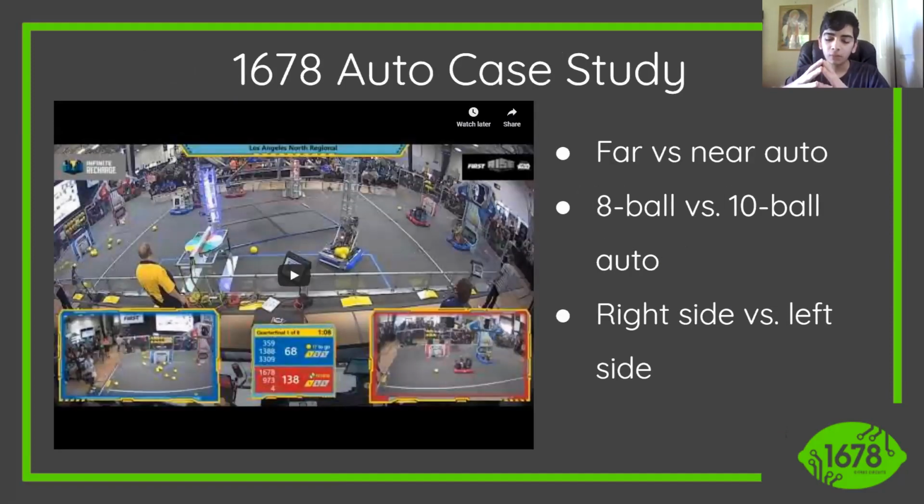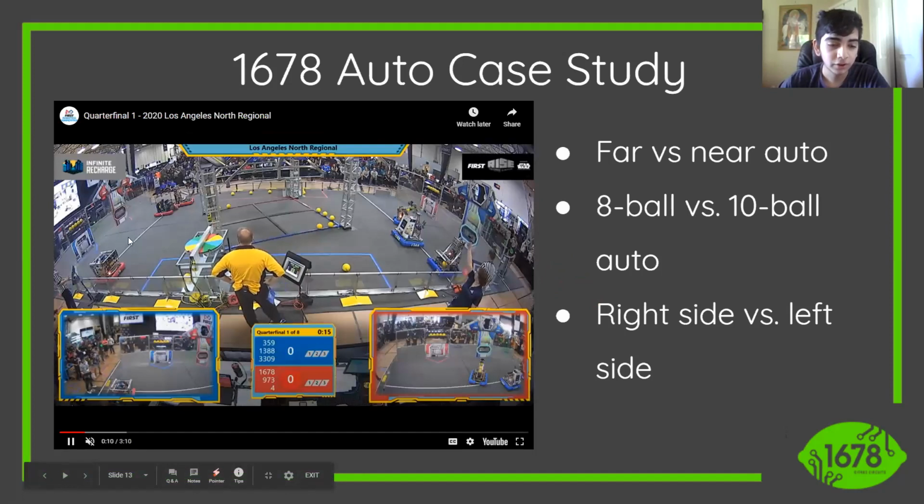So, bringing the discussion to what 1678 thought about last year, right? I wanted to do a case study about our 8-ball auto. I'm going to play a video here of our 8-ball auto at the Los Angeles North Regional. And then we'll go into a bit of discussion on what the thought process was for coming up with this auto and executing this auto at this time.